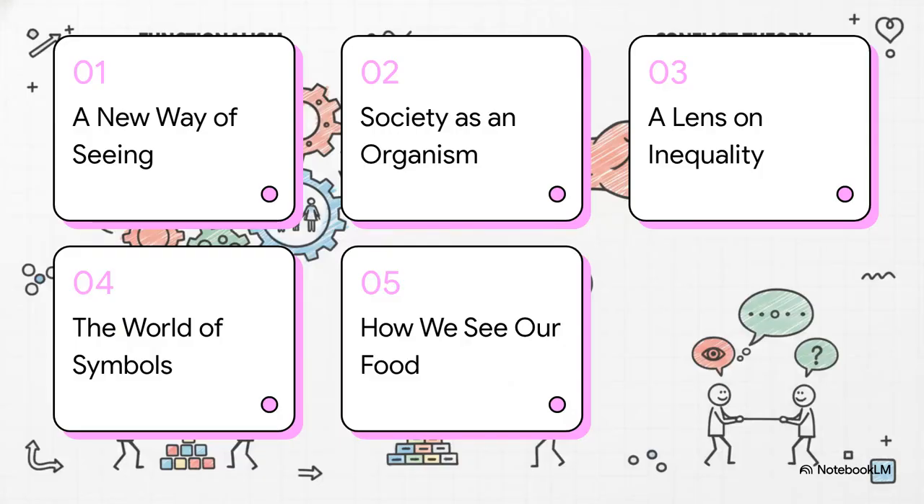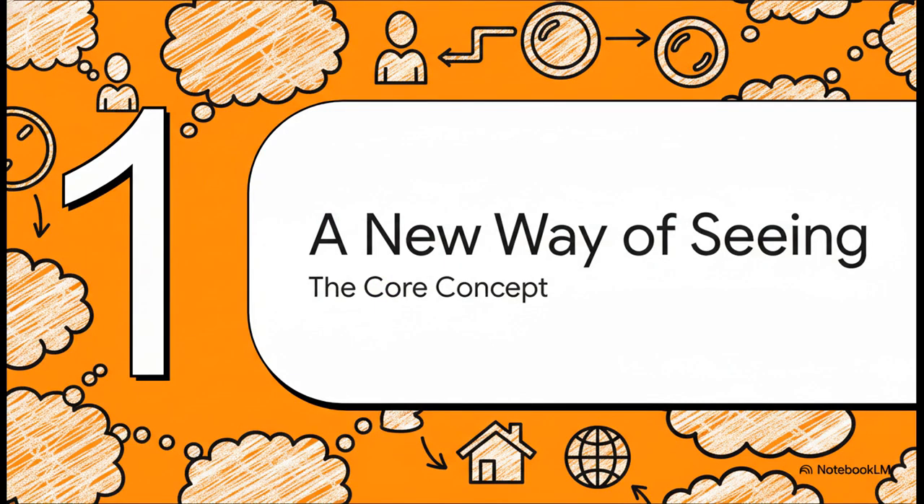Here's what we've got on tap. First, we're going to get our heads around one single idea that changes, well, pretty much everything. Then, we'll check out 3 really powerful lenses that sociologists use to view the world. And to tie it all together, we're going to point those new lenses at something we all know pretty well: food. So what is this big foundational idea? Well, it all kicks off with a question that kind of makes you rethink how you see your own problems.